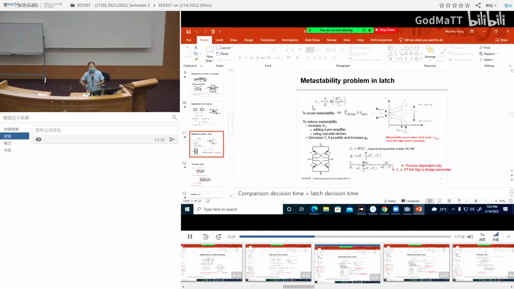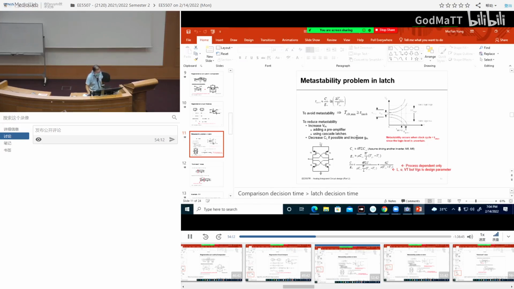So how to avoid meta-stability? One simple way, of course, is to make my time longer. If you cannot compare and decide in 100 nanoseconds, I give you 1 microsecond. It means I have to slow down my whole system. Or what I can do is try to increase the initial difference. Remember, the bigger it is, the faster my latch can work. How to increase it? I add a preamplifier. That means my initial input, I amplify a bit more before I give it to the positive feedback circuit.